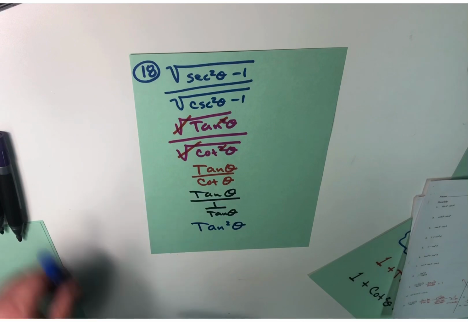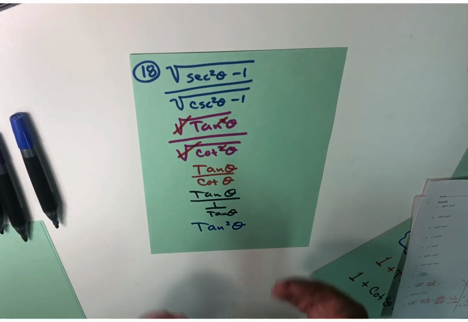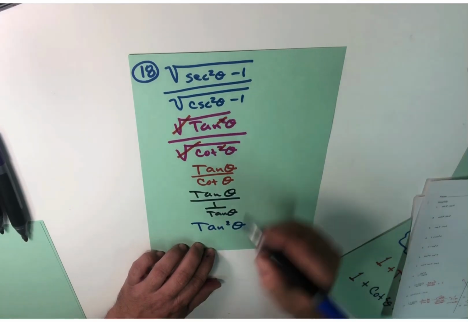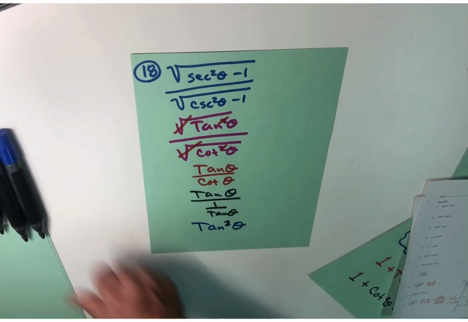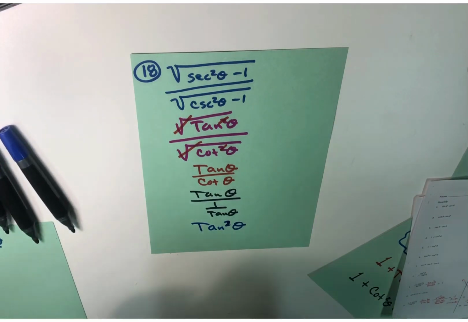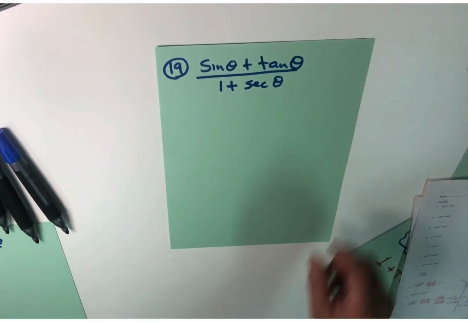Now you're probably wondering, why don't you change it to sine and cosine? Because if you did that, you would end up with sine squared theta over cosine squared theta, which is a fraction, and we don't want fractions, right? Right on. Number 19.